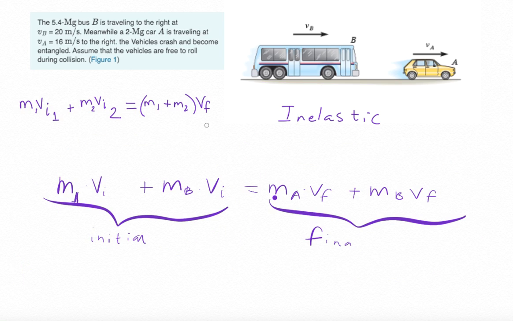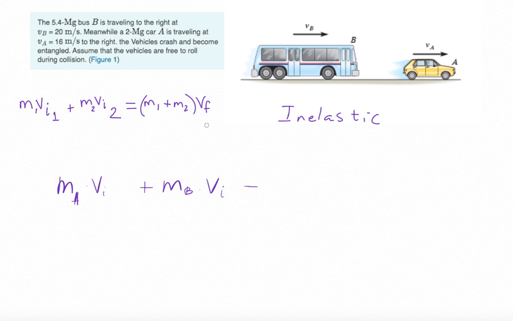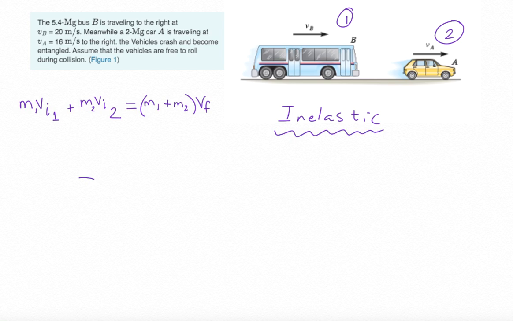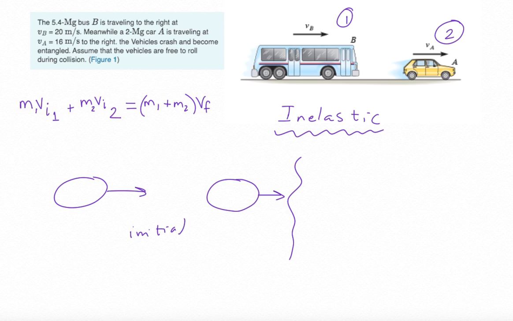So let's begin with this problem. I'm going to refer to the bus as object 1, and the car is going to be object 2. They're describing the situation as an inelastic collision, where we have the bus traveling to the right. We also have the car traveling to the right, but the bus is traveling at a faster rate. That is our initial state. Then in the final state, they crash and become entangled, as they say, in an inelastic collision.